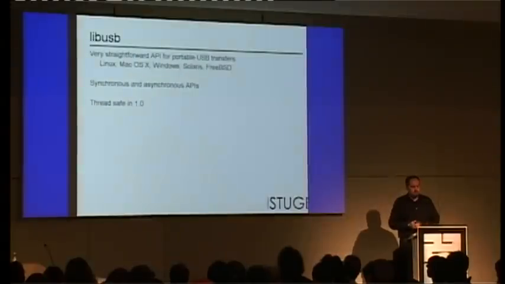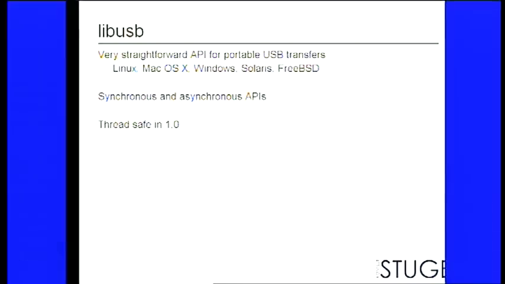And libusb. Libusb is a really straightforward API for doing USB transfers across a whole bunch of operating systems: Linux, Mac OS, and we support Windows. Some versions of the API work on Solaris, and FreeBSD also has a libusb compatible API.